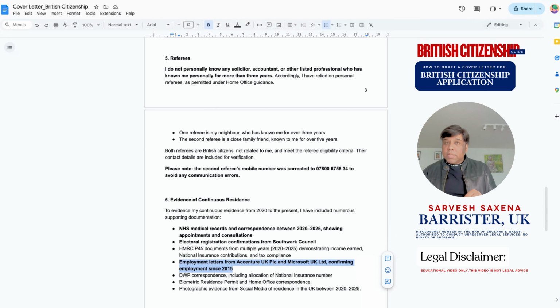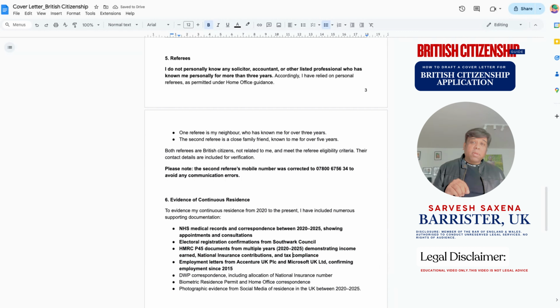So the case officer, what they will do is they will call most likely the employers and find out about the tax records or through the pay slips, right? That also is a very strong proof of evidence because that would meet. So if you have a letter from these two employers, that would match the P45 documents, because on P45 you would have the name of the employer, right?